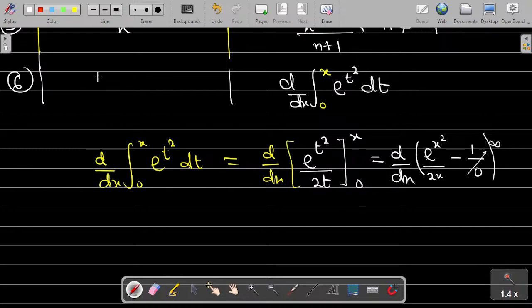So that means I will write undefined here. Okay, so I would take it to be undefined.